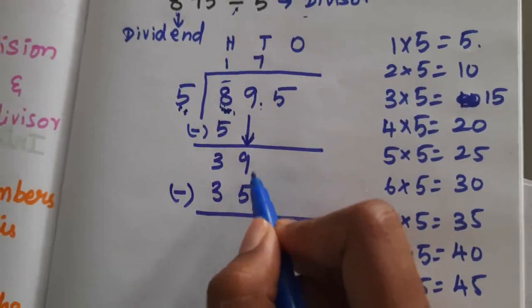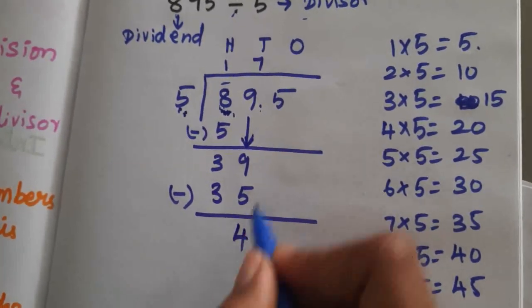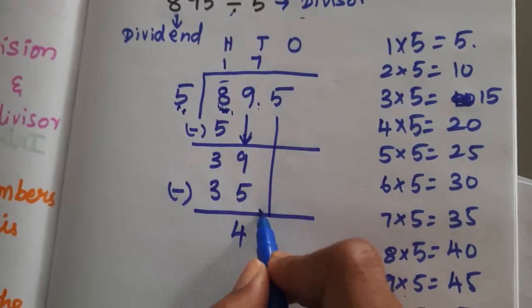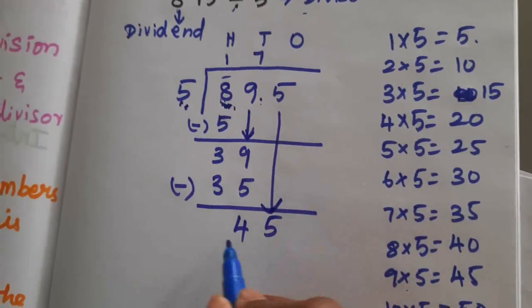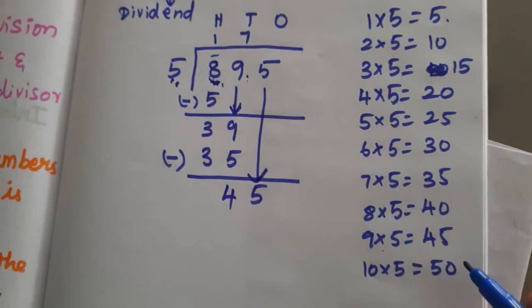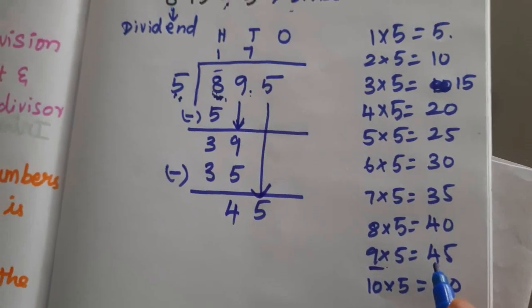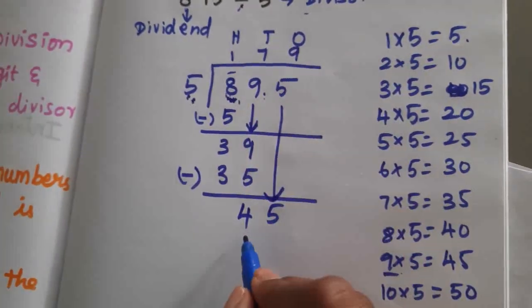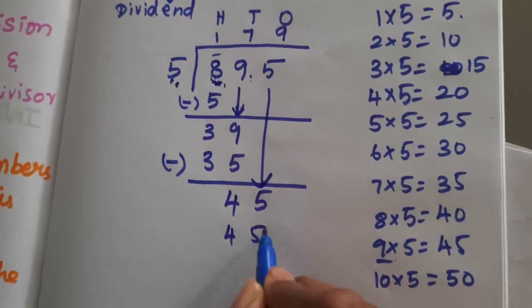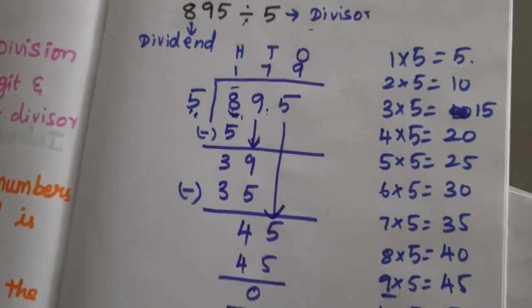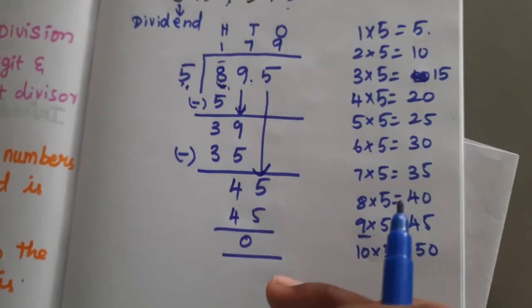Minus sign. Next is 4 times. Okay, so next you have to bring down the next number, which is 5. So 45 is in the table. Yes, how many times? 9 times. 9, 45 minus 45 is 0. So this is the way you have to do the division.